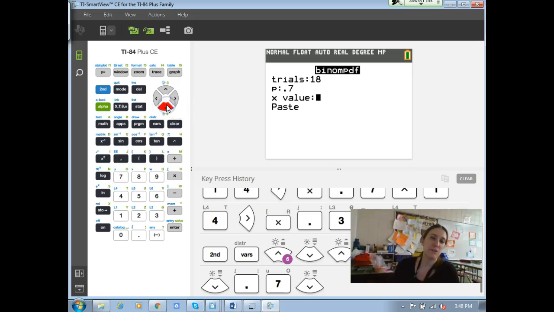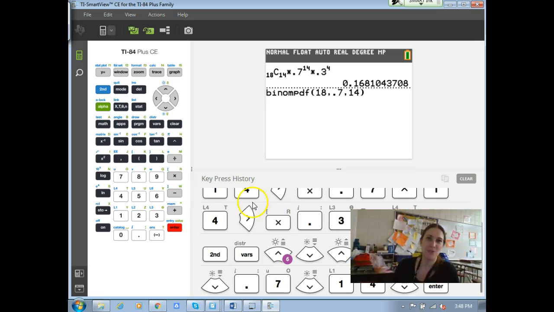And then the X value, how many successes we were hoping for, was 14. And then they want you to paste, which is kind of weird, right? So they paste this in. This is how we're going to type it in our older calculator. If you have an older calculator, you have to know that the first number is the number of trials, and then P, the probability of success, and then X, the number of successes. So we're going to have to jot that down for a formula.